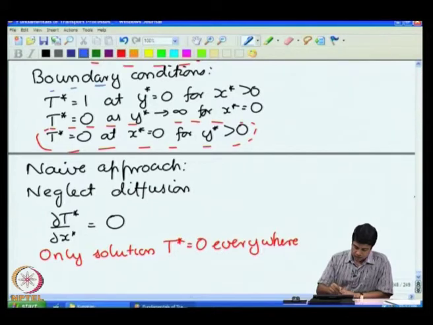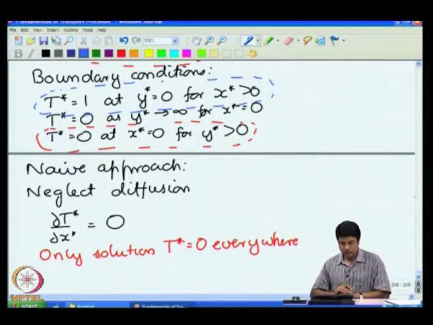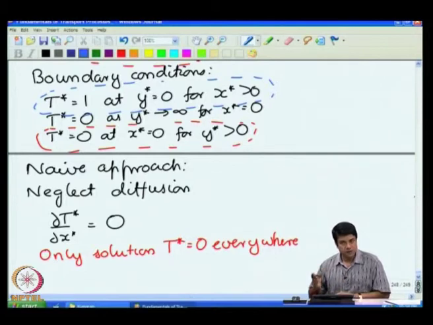Clearly, this solution is not compatible with this boundary condition, that in the heated section T is equal to 1. Clearly, it is not compatible with this boundary condition. What this solution is saying, if you neglect diffusion altogether, is that the temperature continues to be a constant and there is no effect of heating in that heated section. So, it is incompatible with one of the boundary conditions.